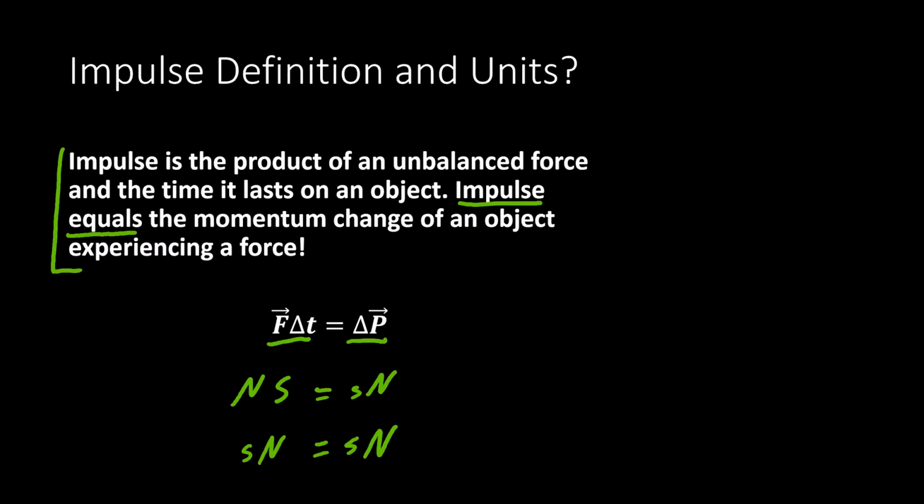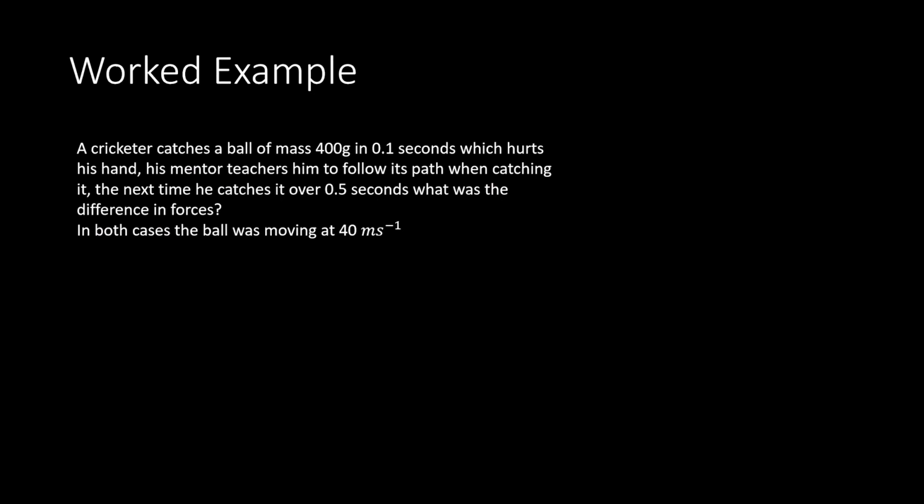So when you talk about impulse, we're really commonly talking about a change in momentum, or what was the force and time combination to create that change in momentum. That's the important bit. So an example here. A cricketer catches a ball of mass 400 grams in 0.1 seconds, which hurts his hand. His mentor teaches him to follow its path when catching it. You know, when they grab the ball up high with their hands outstretched and then bring their hands close to themselves in the same direction of the ball that's traveling, increasing the amount of time it takes him to catch it. So the next time he does that, it takes 0.5 seconds.